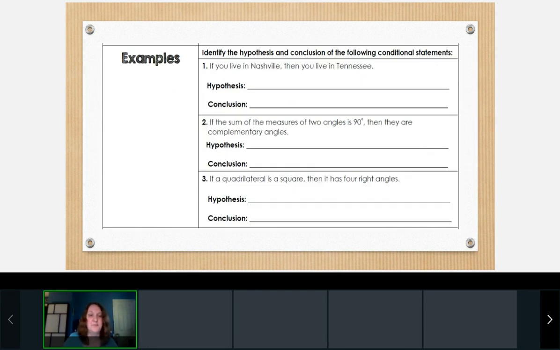So here's an example. If you live in Nashville, then you live in Tennessee. Okay. So you find the word if, there it is. Immediately what comes after if, right up to the word then, that is going to be our P or our hypothesis. So I'm literally going to write, you live in Nashville. Don't use the word if. If is not part of it. You live in Nashville. The conclusion comes right after the word then. You live in Tennessee.